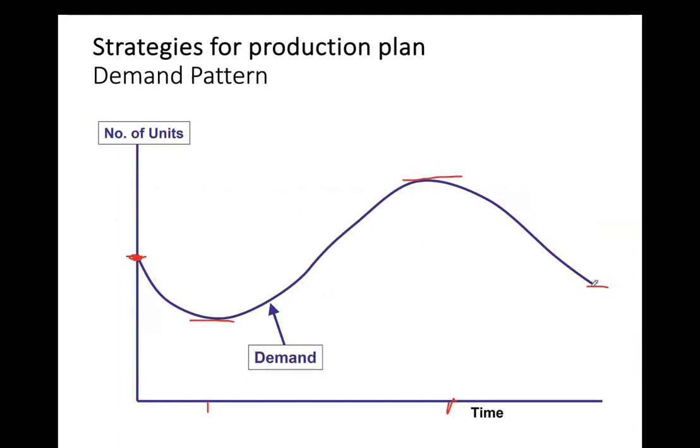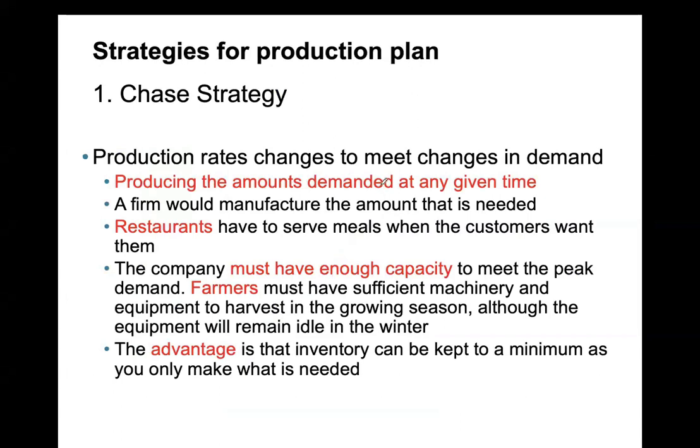At this point, demand is high, so the organization will produce more. At this point, demand is low, so the organization will also produce less quantity, producing the amounts demanded at any given time. A firm would manufacture the amount that is needed. For example, restaurants follow this strategy. Restaurants prepare meals depending upon orders. Every time there is an order, a restaurant would start preparing that order.